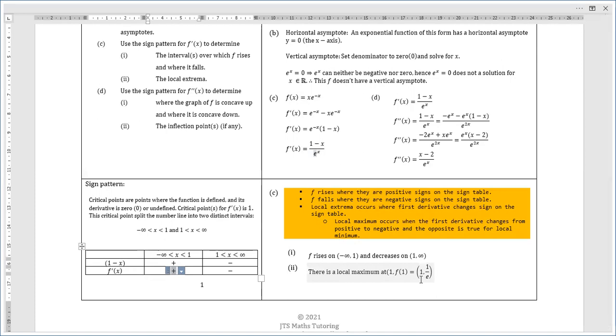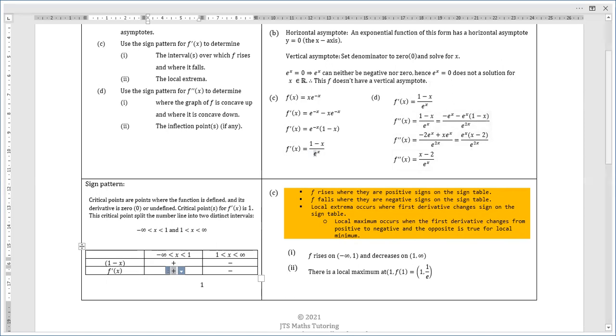All right, let's move on to the next question, which is your D. So use the sign pattern to determine where the graph of f is concave up and where it is concave what? Down, and also check here whether we have an inflection point, that is if we have one. All right, so this is the reason why we decided to look at this before we go to D.